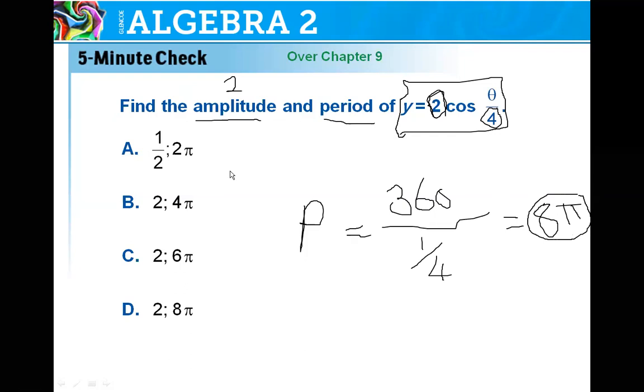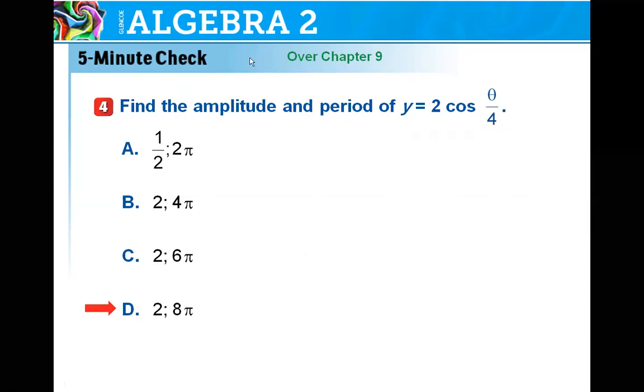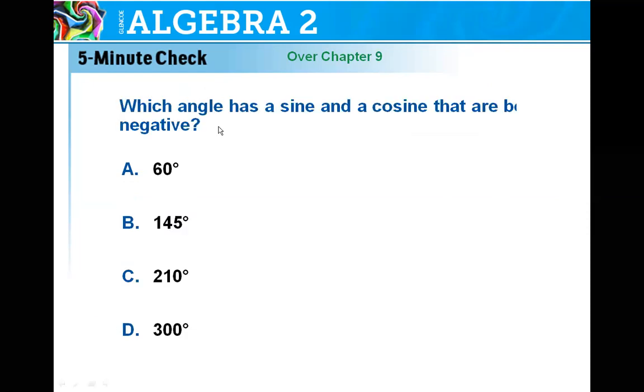Okay, so to get the amplitude and the period, we just take the coefficient of the whole function, meaning the number before sine or cosine or tan, and also the coefficient of the angle. This is the answer of this example. Okay, I'm going to the last one.